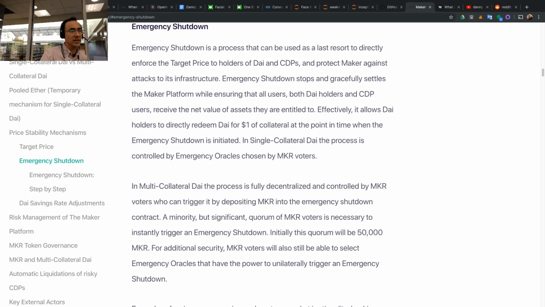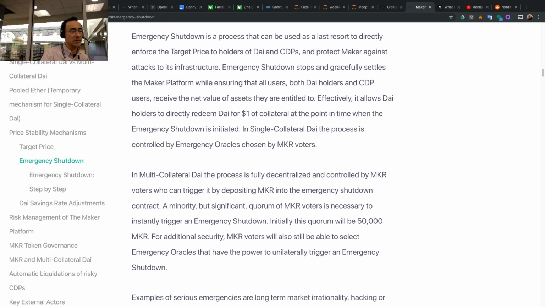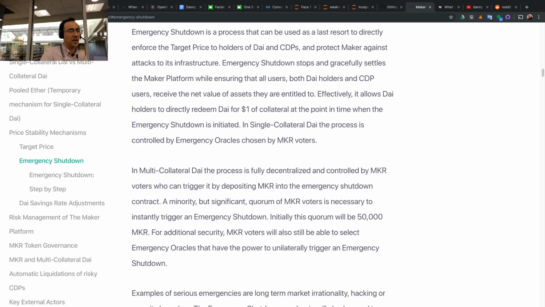Effectively, it allows DAI holders to directly redeem DAI for $1 of collateral at the point in time when the emergency shutdown is initiated.